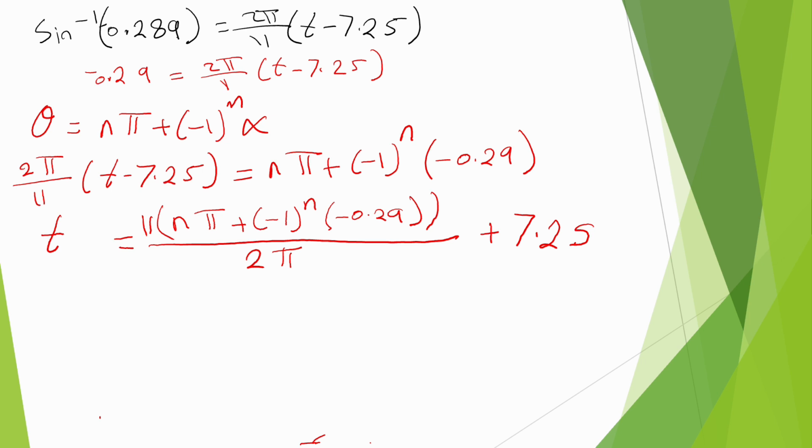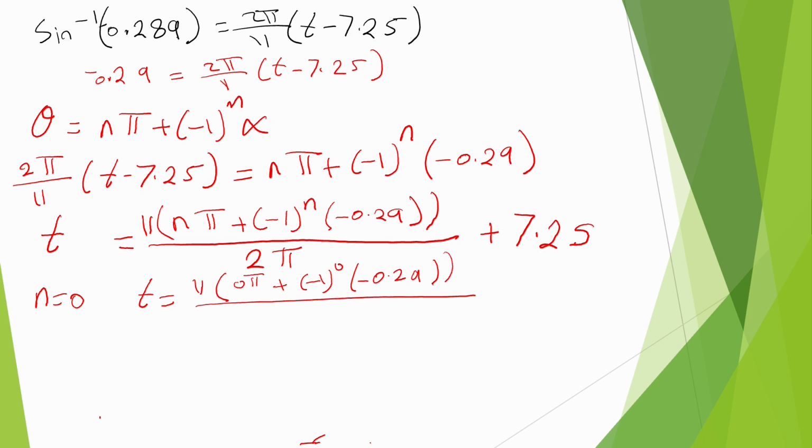Okay, so I'm just going to show you how you're going to write it for n equals 0. So I will say n is equal to 0, and then I will say t equals 11, open a bracket, 0 times pi is just 0, plus negative 1 to the power of 0, and then open a bracket, negative 0.29, close bracket, and close that big bracket, over 2 pi plus 7.25. So I'm just showing that I'm substituting, and then I can get the answer from the calculator, or you can do it by hand.